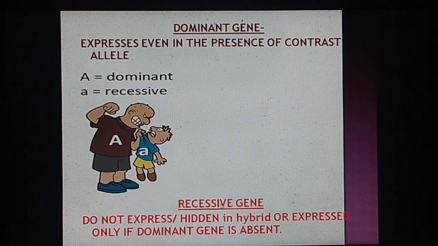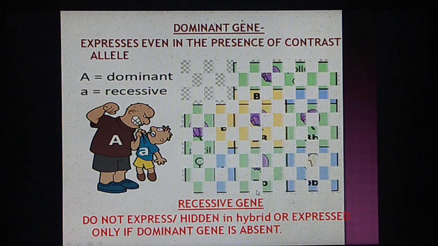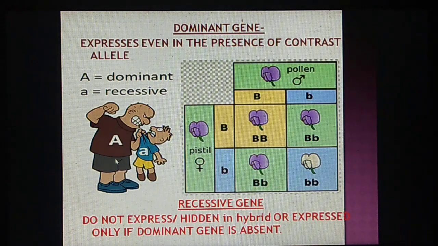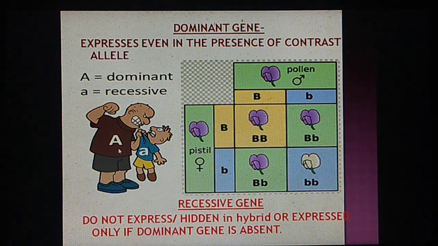Which one is recessive? The recessive is the gene which fails to express itself in the presence of the other contrasting allele. So, which one is the recessive gene which is not able to express or gets hidden in the hybrid? Hybrid means it is in the presence of the other contrasting allele. It is not able to express itself. It will only express when the dominant gene, or dominant allele or factor, is absent.